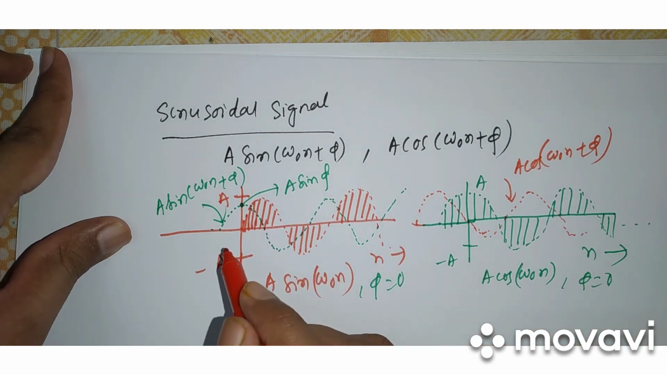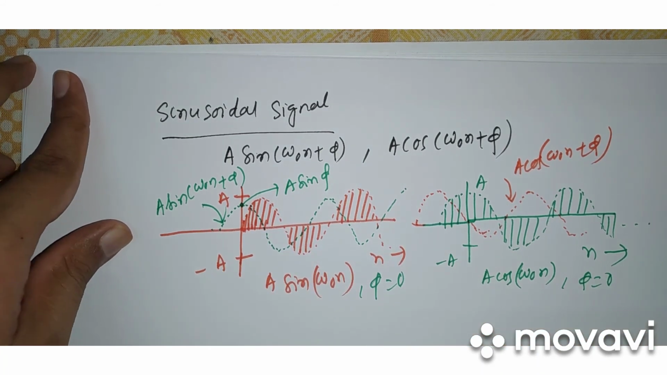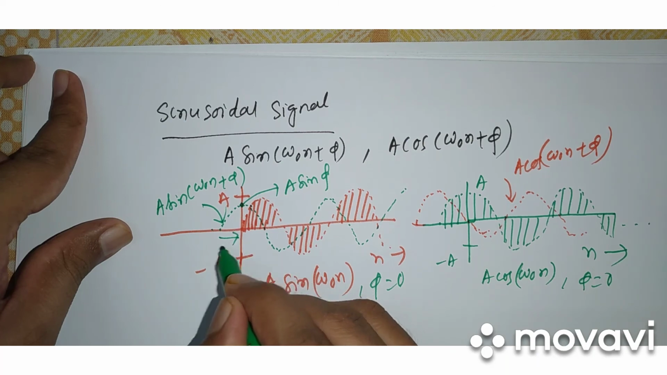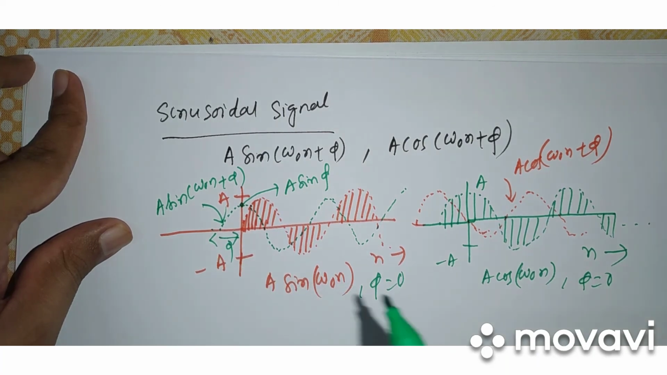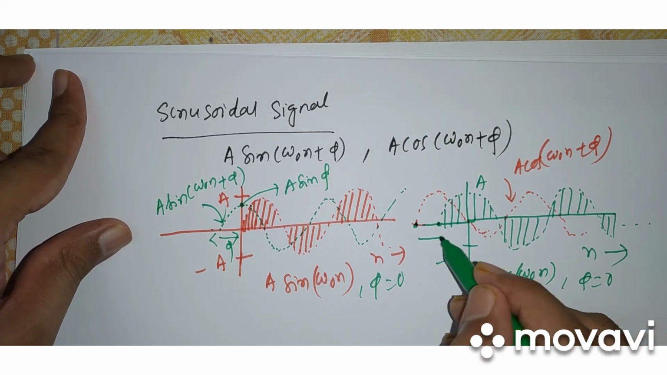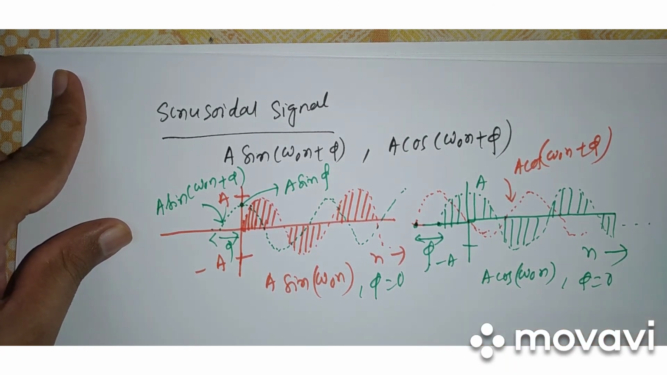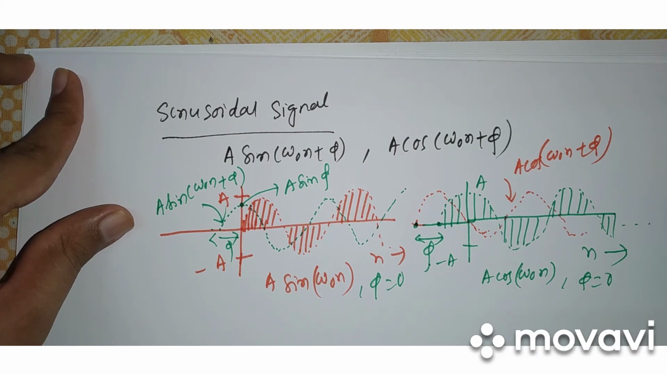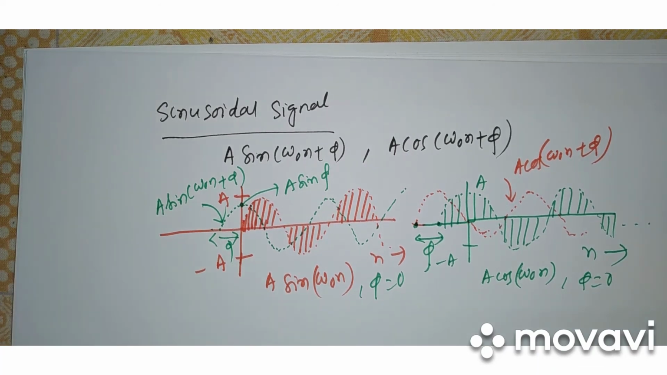Here it is shifting left hand side by this phi value. Here also, if you take this point, it's some phi value. Okay, this is your sinusoidal signal. These are the basic discrete time signals. I hope you people understand.